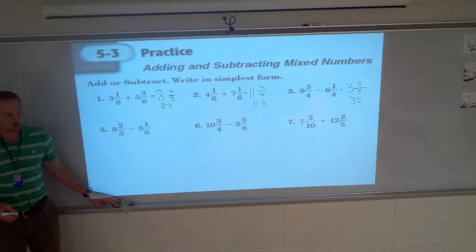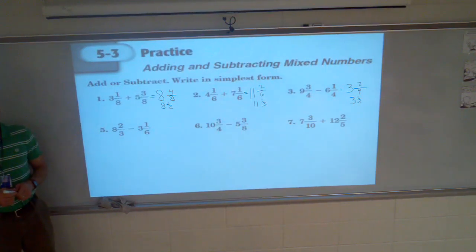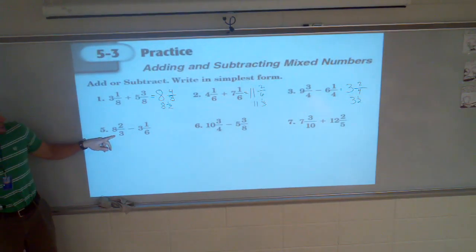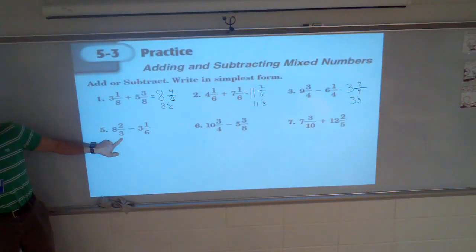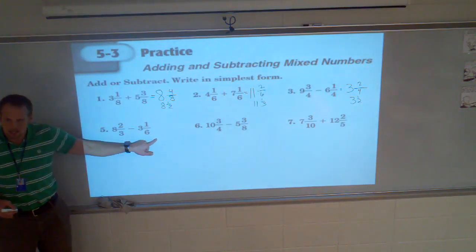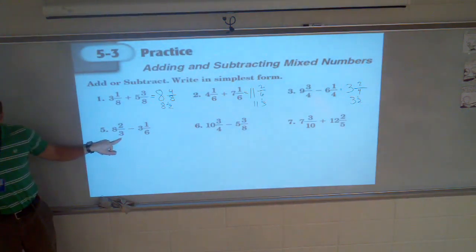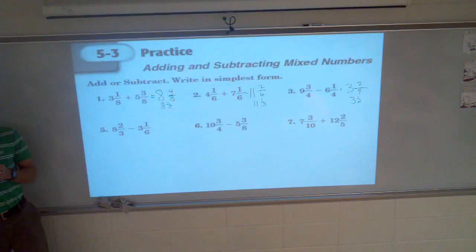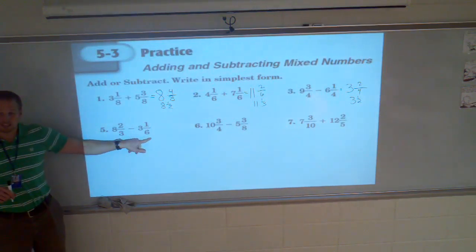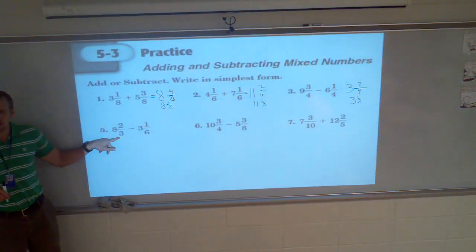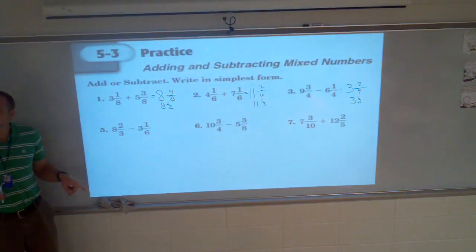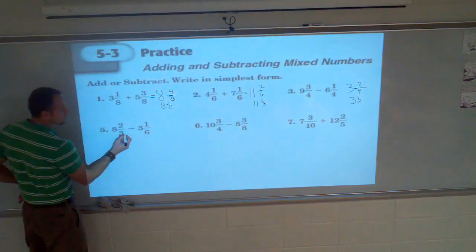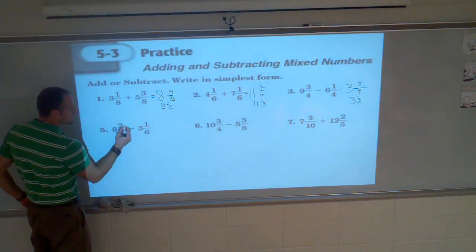8 and 2/3 minus 3 and 1/6. Here's what I need to do. I need to look at the smaller denominator. Is there a number that I can multiply this by to get 6? Abby, can I multiply this by something? 3 times what is 6? 2. 3 times 2 is 6. So, I'm going to multiply this by 2.